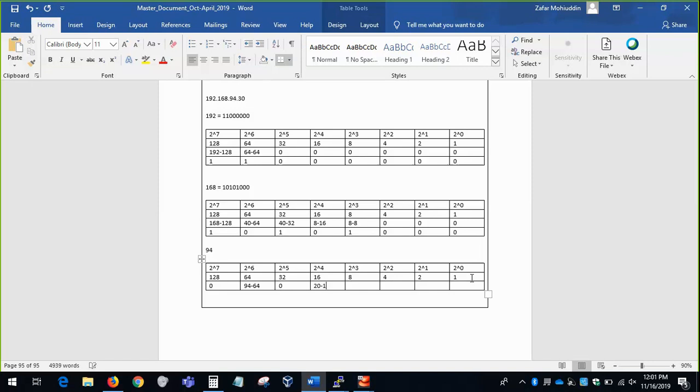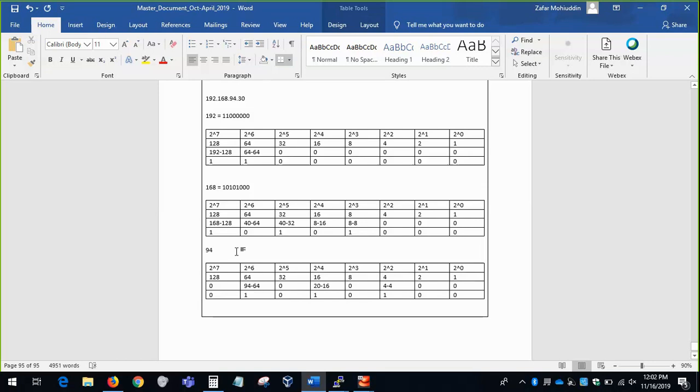We should be able to do 20 minus 16 is 4. We cannot remove 8 out of 4, so we put down 0. 4 minus 4, we are able to, and 0 is left. So this box is 0, 1, 0, 1, 0, 1, 0, 0. So for computer, the number is 0, 1, 0, 1, 0, 1, 0, 0. Okay, so does it make sense?